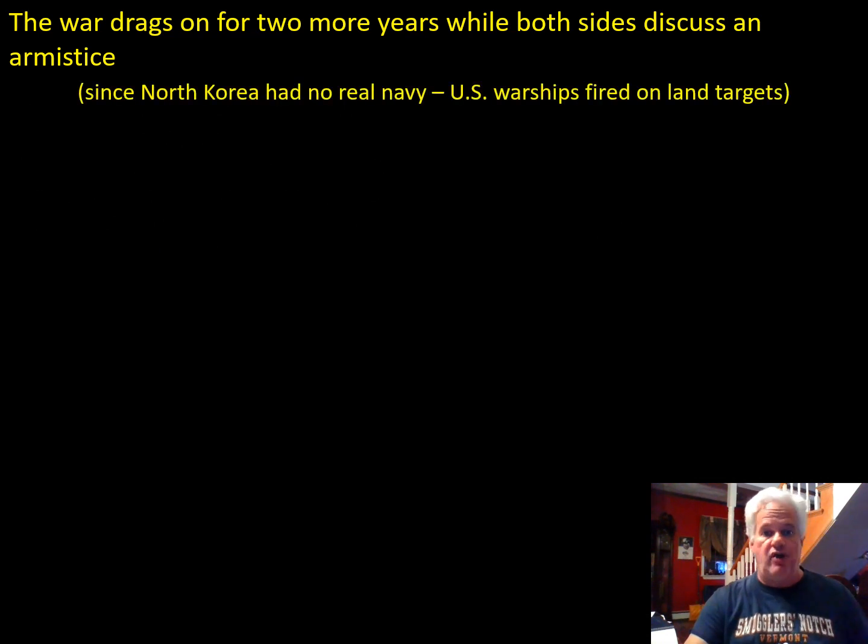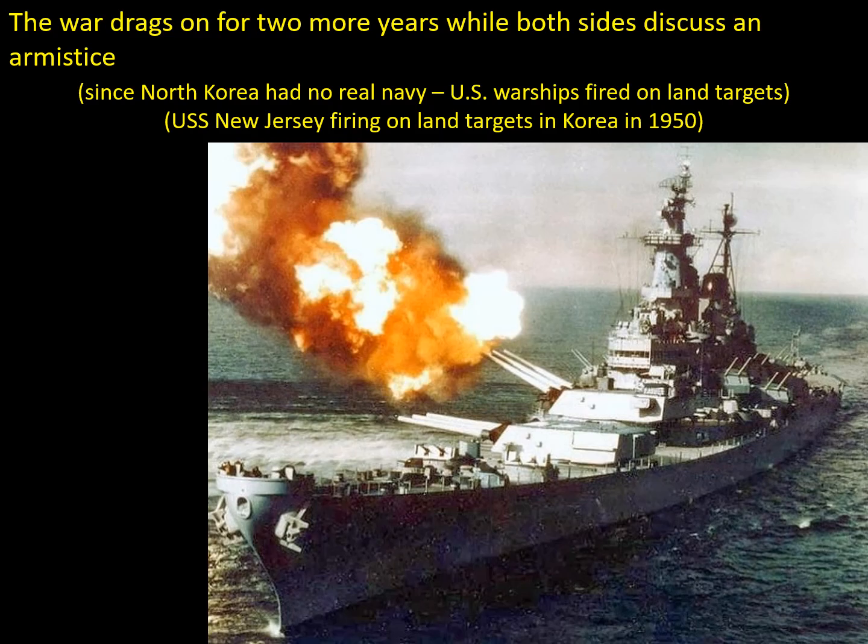Another thing is North Korea had no real navy, just some patrol boats. So, of course, we have our strong navy that had defeated the Japanese. So we had our big battleships, our brand new battleships, just go offshore and fire their big guns against targets inland. Here we see the USS New Jersey, one of our newest battleships, firing on land targets in Korea. Those guns could fire shells a couple miles, so they could actually hit targets on shore.